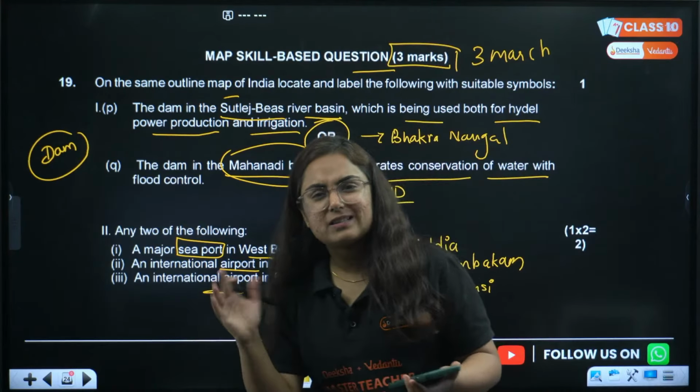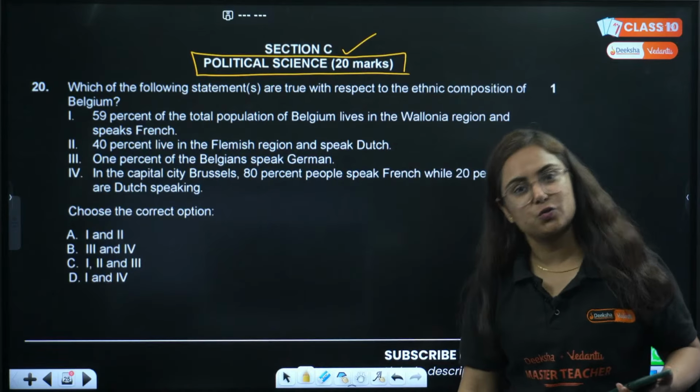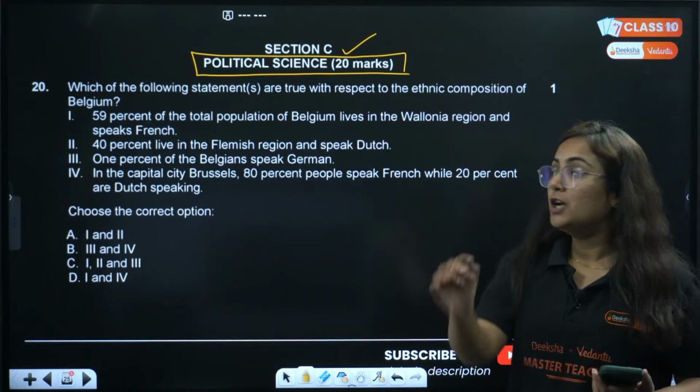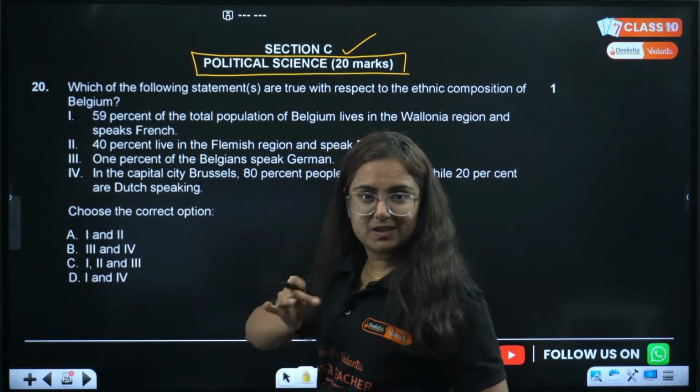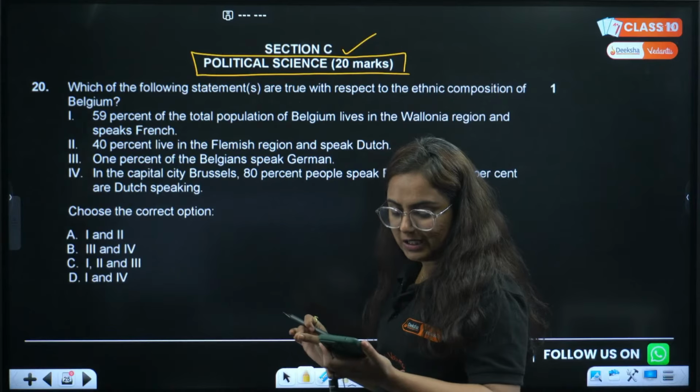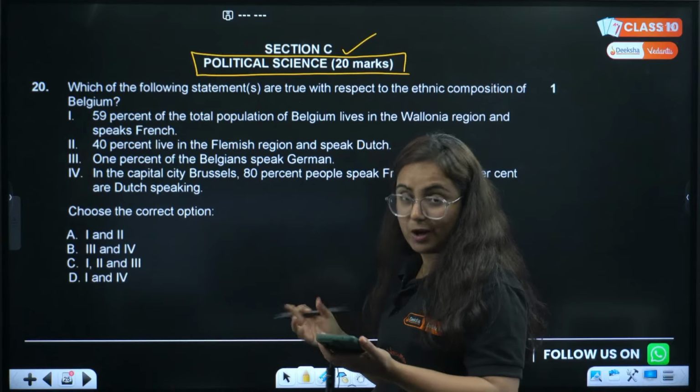Okay, great. So we are moving to the next section, section C, and this is of political science. It consists of 20 marks. So question 20, which is an MCQ, the first question of this section, and you are going to answer that. Which of the following statements are true with respect to the ethnic composition of Belgium?